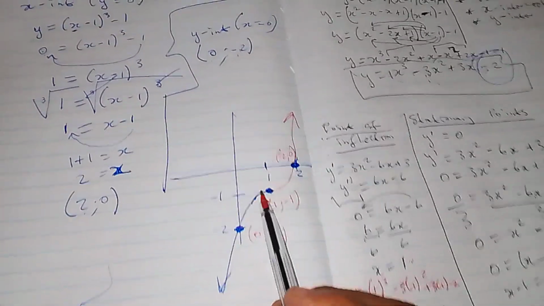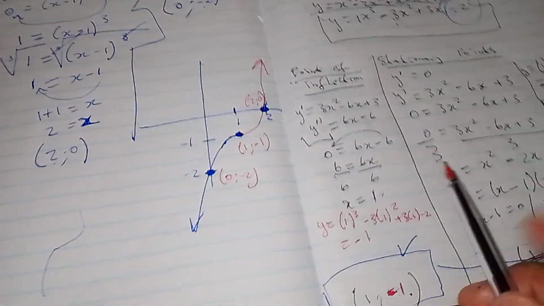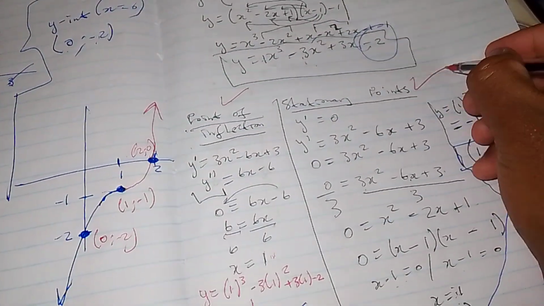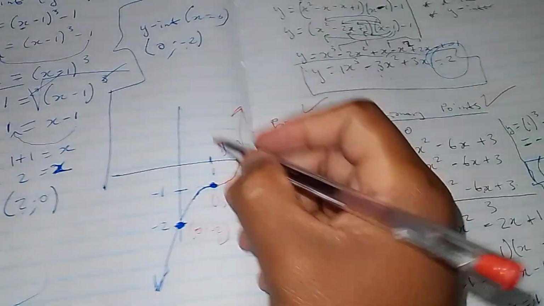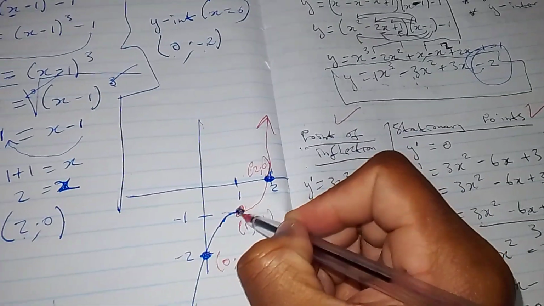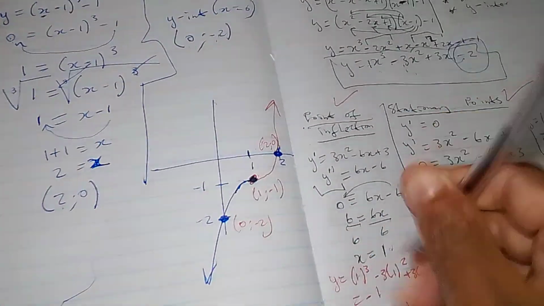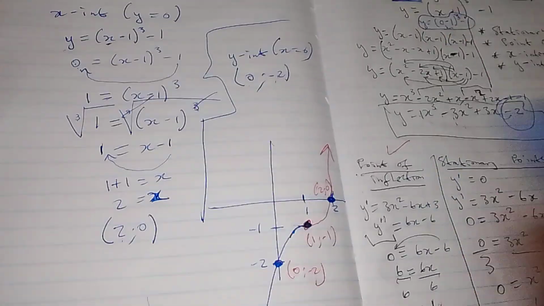So the reason we have this kind of graph is because the point of inflection and the stationary point are the same. So we have this point that we call the stationary point of inflection, this one. Okay. So for me, this is what I was going to do. Let me show you what I was going to do with this graph.